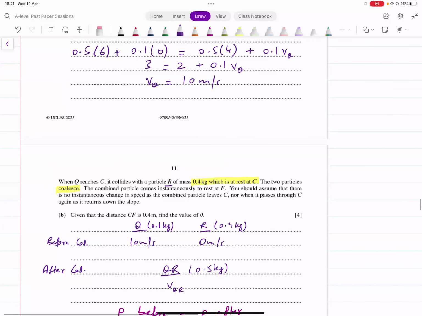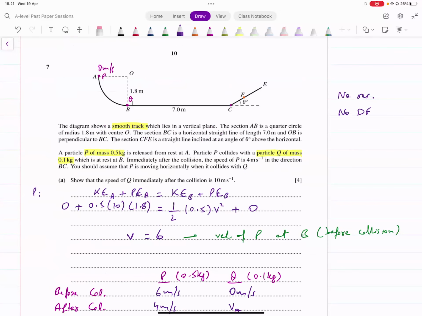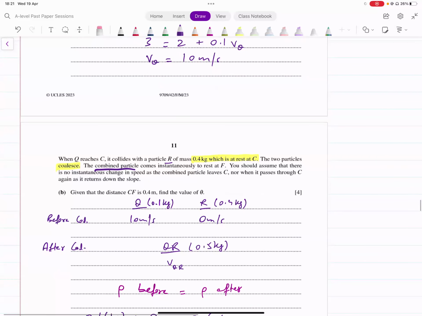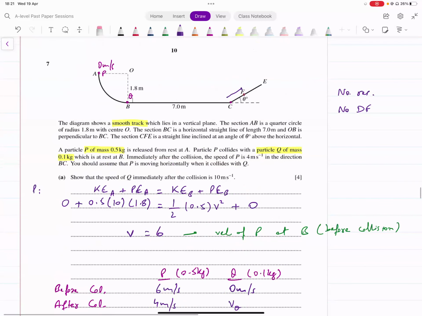ठीक है, अच्छा अब क्या होता है, उसने कहा है the combined particle comes to rest instantaneously at F। एक F पॉइंट है यहाँ पे, उस पे जाके वो इंस्टेंटेनियस रेस्ट पे आ जाता है। आपको डिस्टेंस दिया हुआ, डिस्टेंस CF is 0.4 meters. Okay, so this distance is 0.4. This distance here is 0.4 meters.